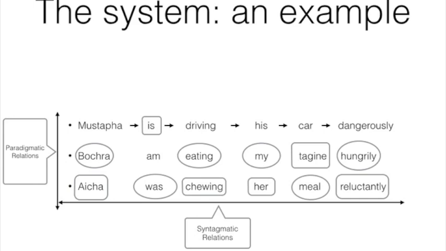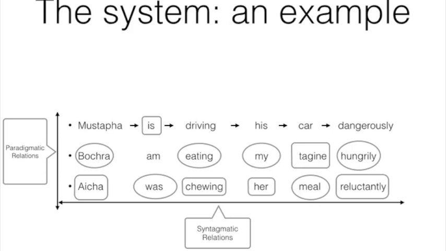We're talking about a system here. If you want to make changes, I'm going to use my animations as an example. Look at the circles. Can you read the sentence for me? "Bushra was eating my tajin, my meal hungrily." It's correct. But you can't say, for example, "Bushra was eating my Mustafa hungrily." No. So this is what we mean by system.